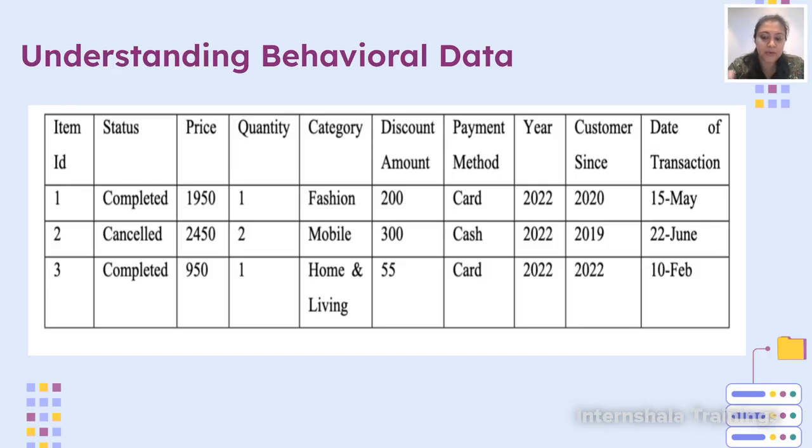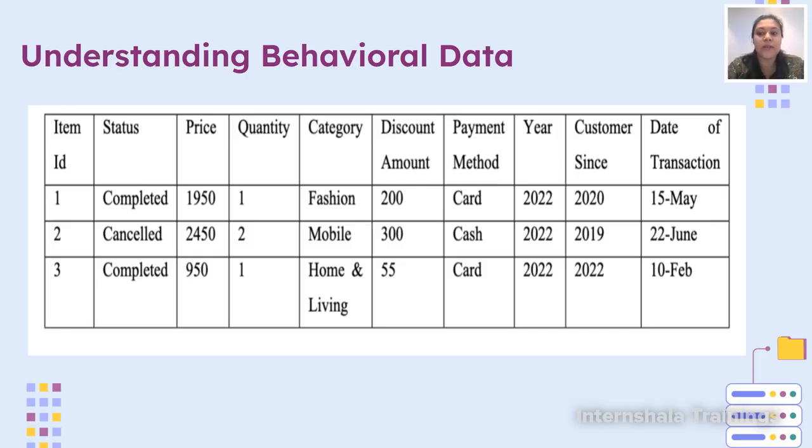That means these are the 3 customers who have been associated with these particular items, at the particular store or the particular website where these items are available. So they have been there since 2020 or 2019 or 2022. Quite a long time, right?